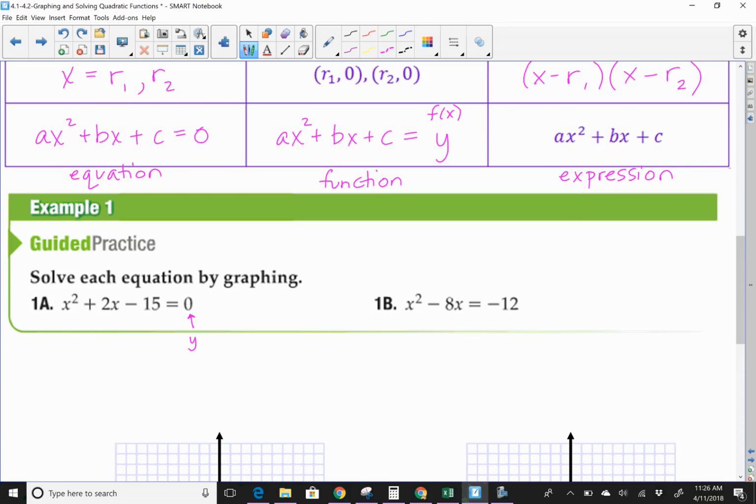So in that aspect, if I wanted to do negative b over 2a, then I have negative 2 over 2 times 1, and that, of course, is negative 1. And then when I put negative 1 in here to go find out the corresponding y value, I'm going to get 1 minus 2 minus 15, which is minus 16.